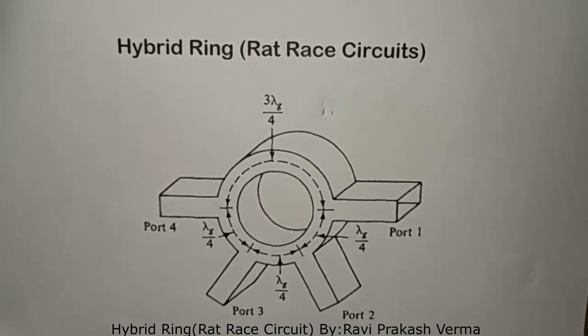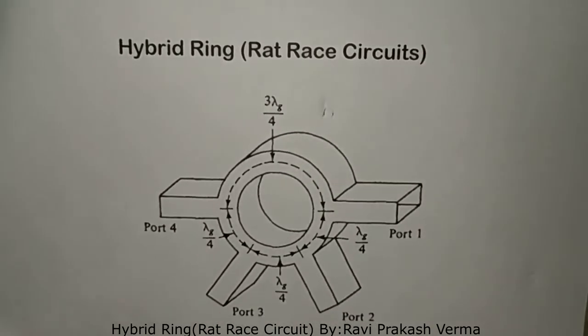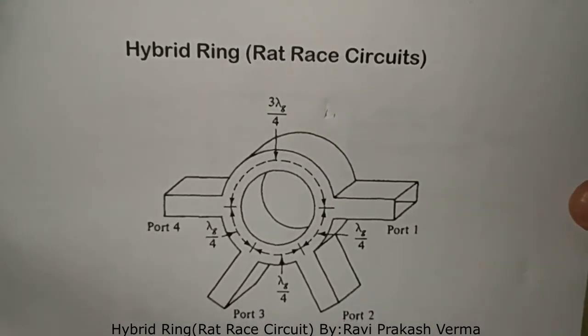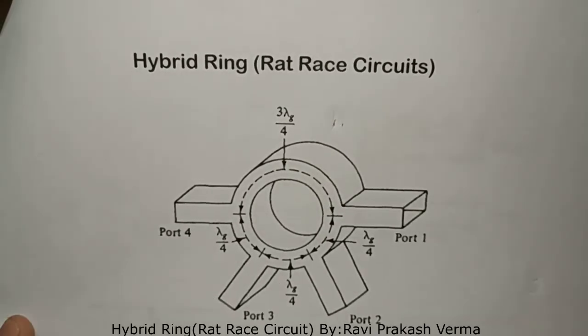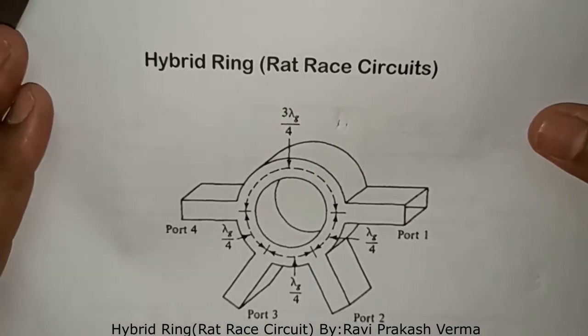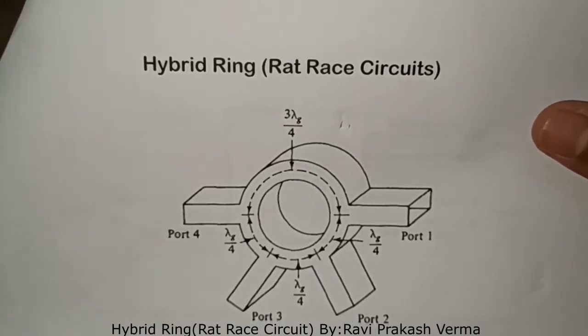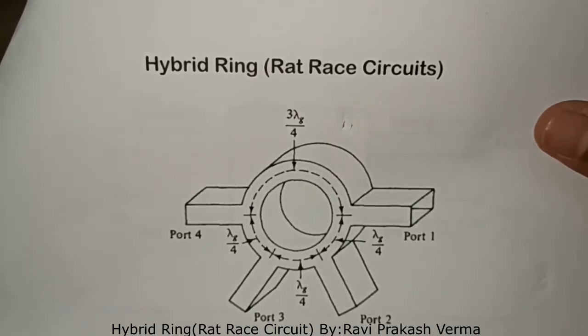In today's lecture, I am going to introduce a topic named hybrid ring, also known as the rat race circuit. So, what is a hybrid ring? It is similar to the hybrid T, which we have discussed earlier. Basically, a hybrid circuit or hybrid T is a combination of an E plane T and an H plane T.